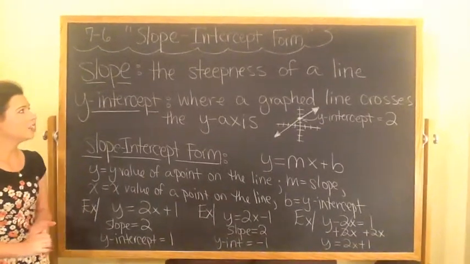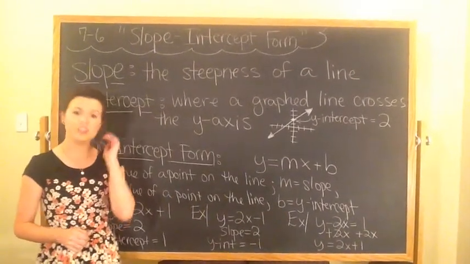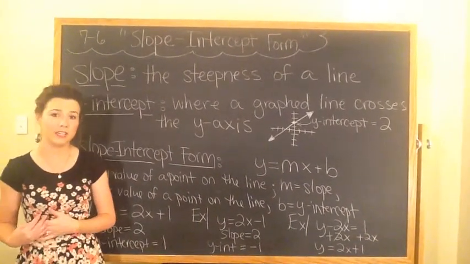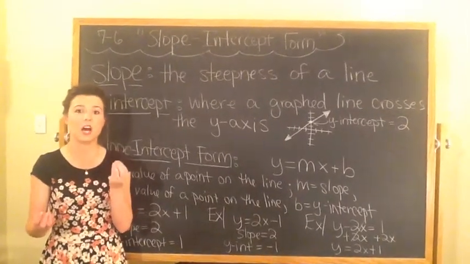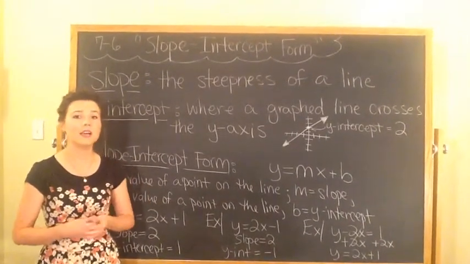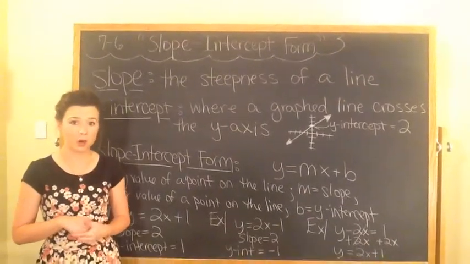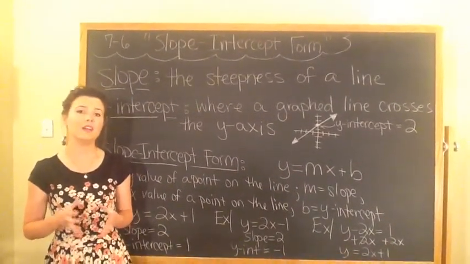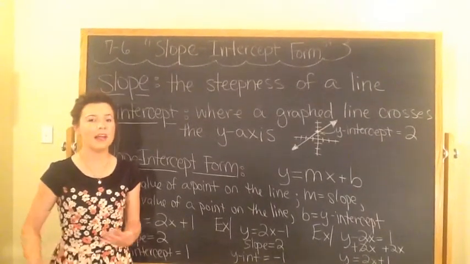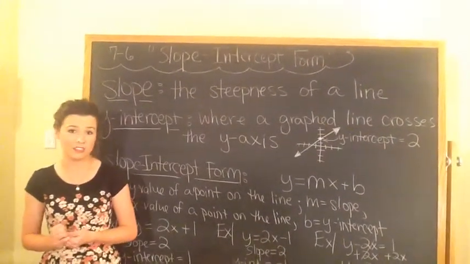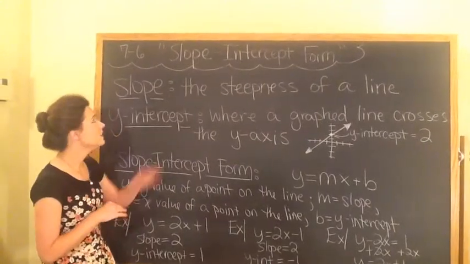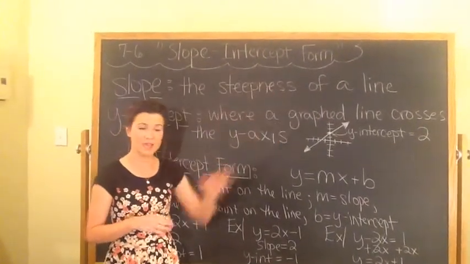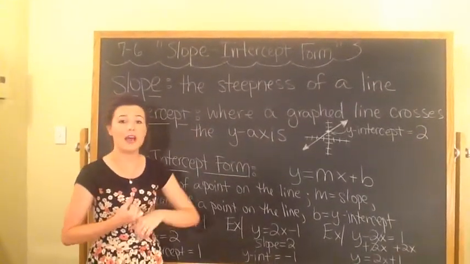7-6. Today we're going to be talking about the slope-intercept form. A few lessons ago we talked about the rate of change, the change in a line from one point to the next. Last lesson we talked about slope, the steepness of a line. This lesson we're going to take slope to the next level by adding in what's called a y-intercept. When you see the title, Slope-Intercept Form, that means we are going to have a formula.